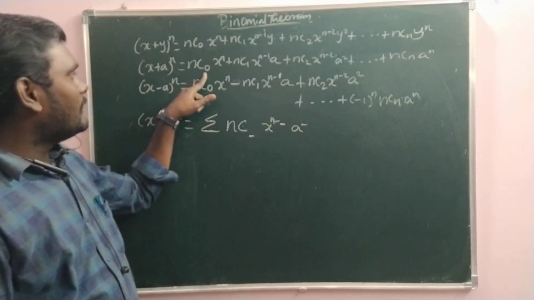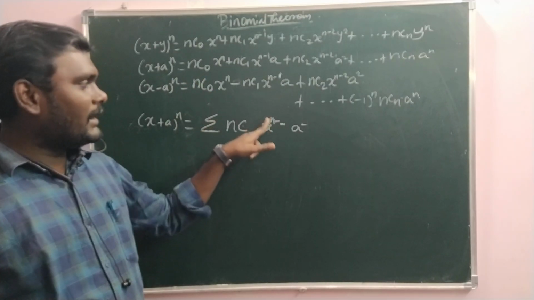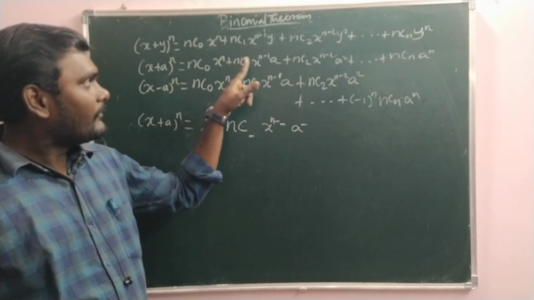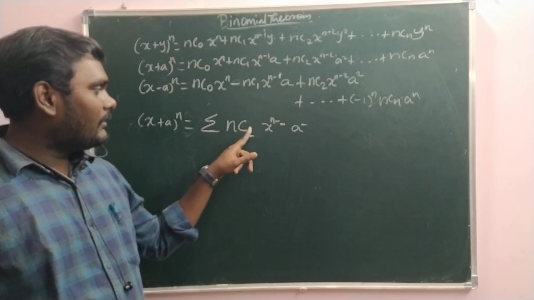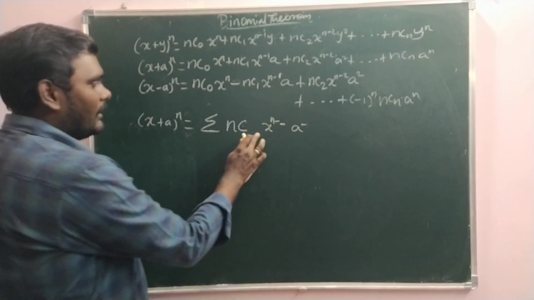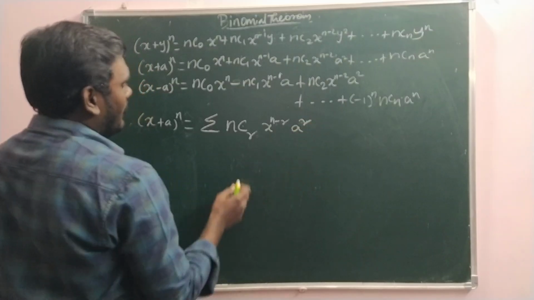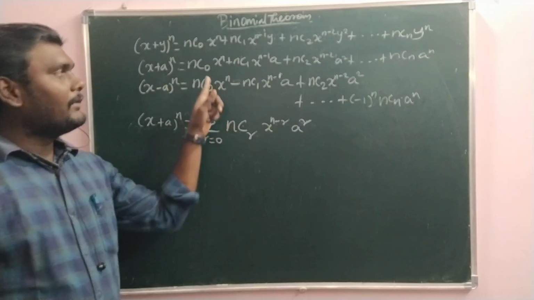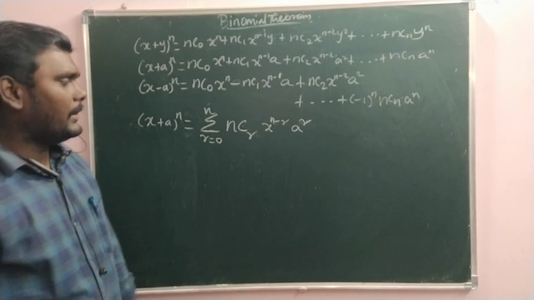Now look at the first one. It starts with 0. nC0 x^(n-0) a^0 works fine, we get the first term. And for nC1, the 1 is there, 1 is there, 1 is there, it works fine. So we replace that with r: nCr x^(n-r) a^r, and r varies from 0 to n. The starting value of r is 0 and the ending value of r is n.